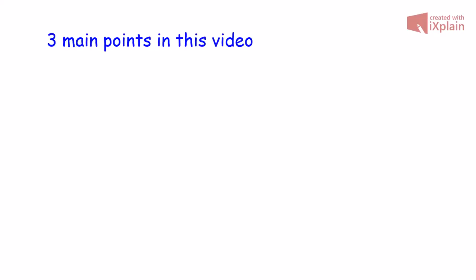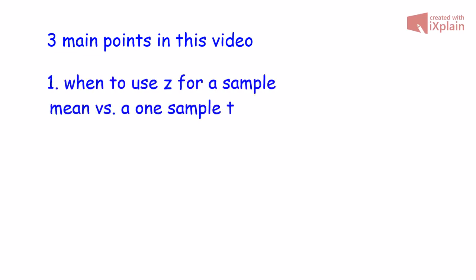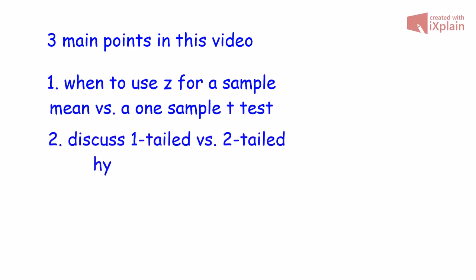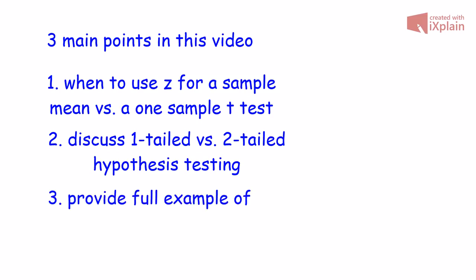In this video, we're going to talk about three main points. First, we'll talk about when to use a z for a sample mean versus a one sample t-test. Then we'll discuss when to use a one-tailed test versus a two-tailed hypothesis test. And finally, we'll do a full example of a one sample t-test.